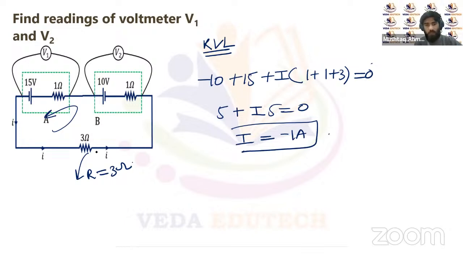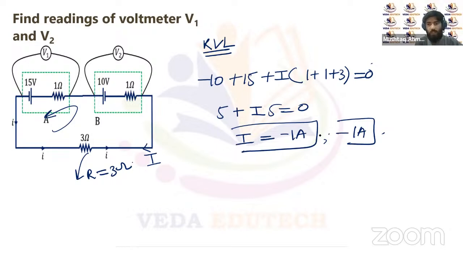It means that if this is the given direction of the current, but we are getting minus 1 ampere, right? It means that actually the current is not flowing in this direction. The current is actually flowing in the reverse direction, right? This is how the current actually flows, right? Now we have to calculate the terminal V1 and V2 measured by this voltmeter, right? It means V1 and V2 are nothing but the terminal potential drops across the two batteries. That's 10 volt and the 15 volt, right?